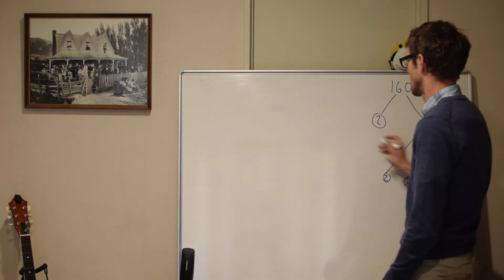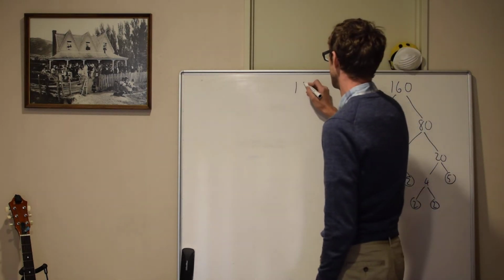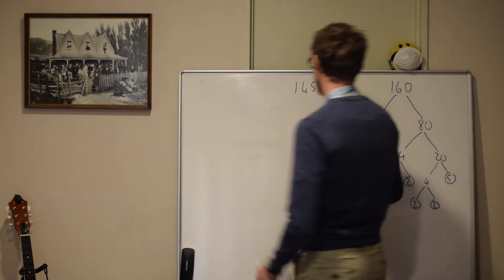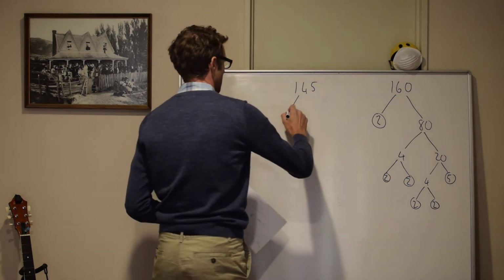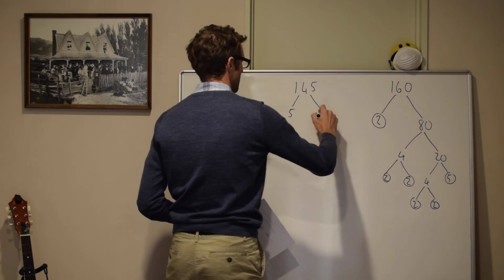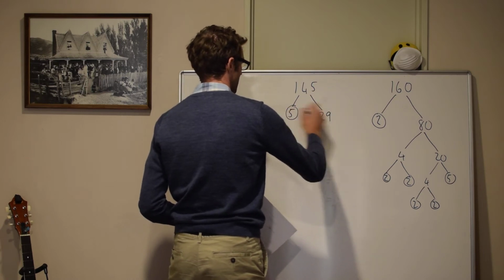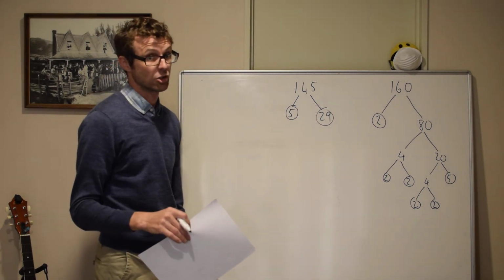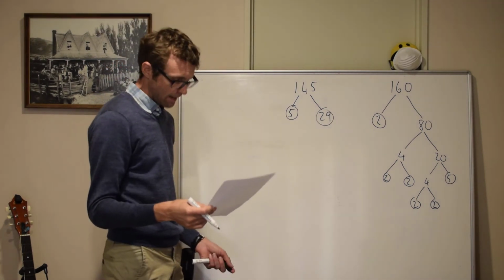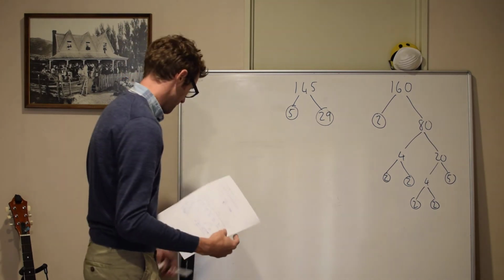So we're going to do the same for 145. Okay, so for 145, what have we got here? Well, it's 5 multiplied by 29. And both 5 and 29 are prime, so that is our factor tree, maybe a factor shrub. Okay, now, how do we find the lowest common multiple?